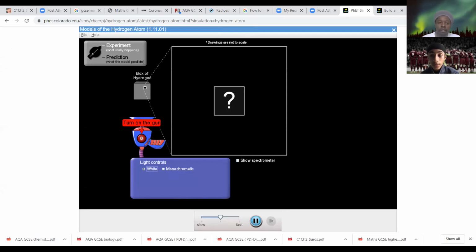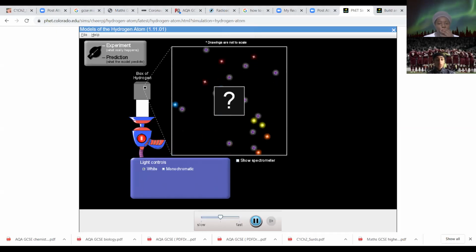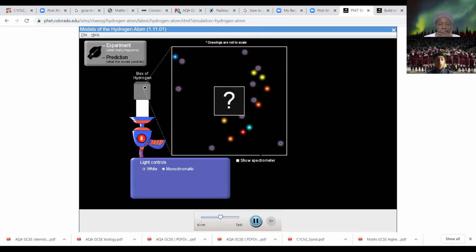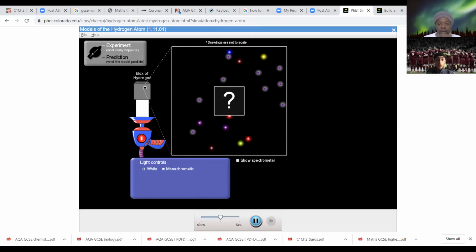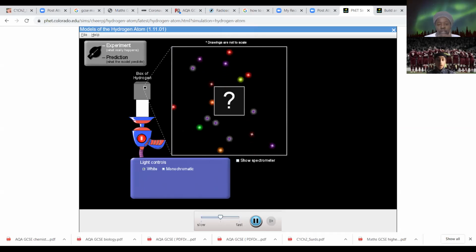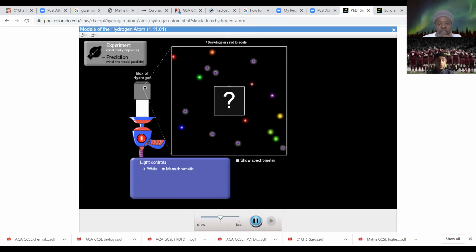So here we go. This is a box of hydrogen. And I've got some white light, which I'm going to be shining. So that's my box there. Now I click it. That's my white light. Now what you notice is that if I look at the end of this spectrum, can you see the little yellow dots especially? You're going to see some of the spectrum disappearing.